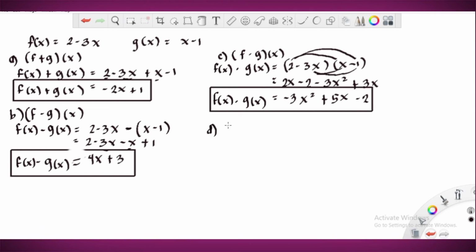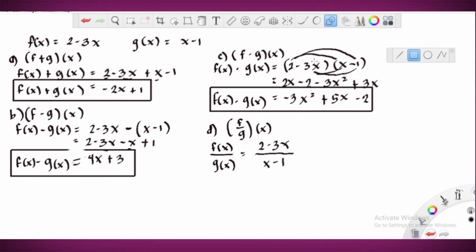And letter D, division. So f divided by g of x. So this is just the same with f of x divided by g of x. So let's write the values. F of x is 2 minus 3x divided by the second function, which is x minus 1. Okay? So, madidivide ba natin? Meron bang tayo makuhang common factors? So, there's no common factor sa ating numerator, gayon din sa ating denominator. So, it means this is already the answer.